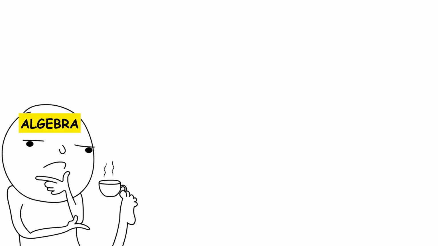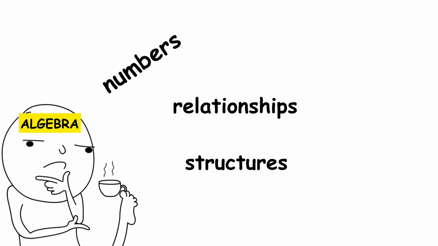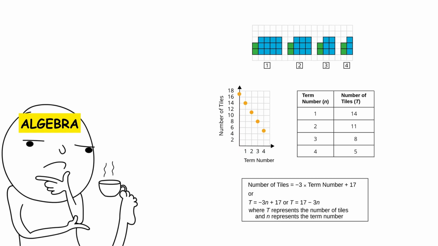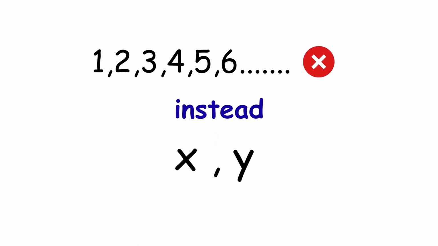Algebra uses symbols to represent numbers, relationships, and structures, enabling the generalization of patterns and the universal solving of problems. Unlike arithmetic, it is not limited to specific values. Instead, it introduces unknowns such as x or y, which can assume different values depending on the context.